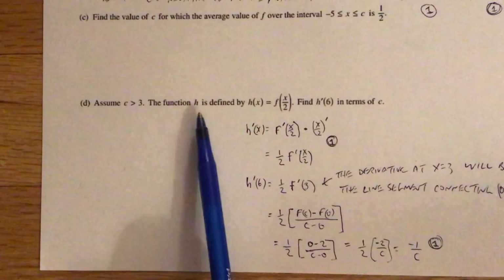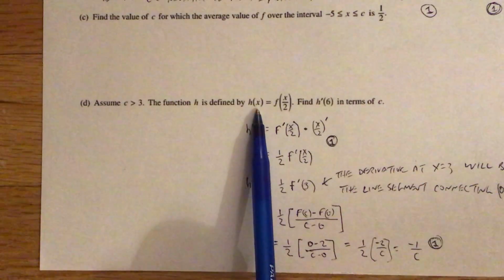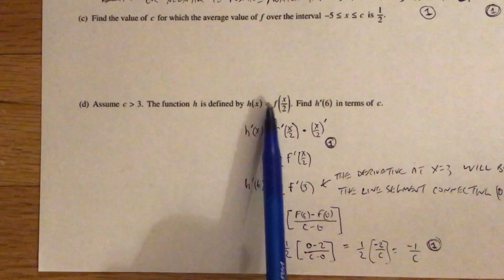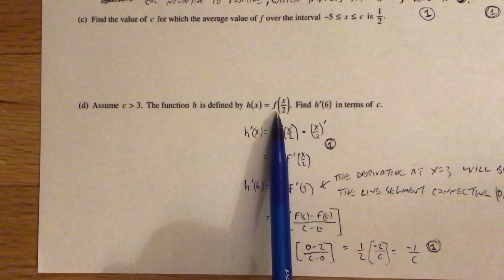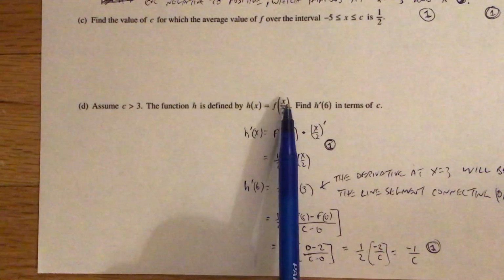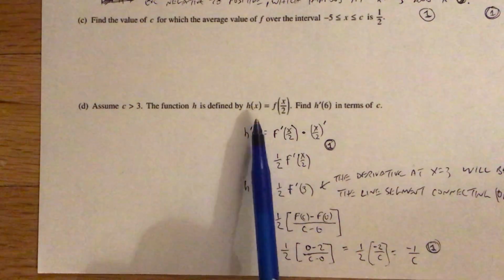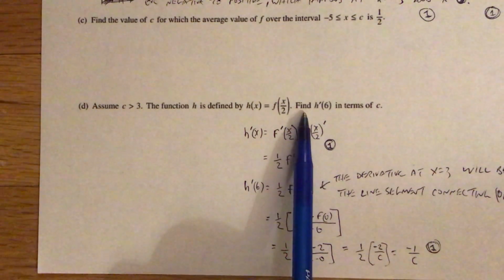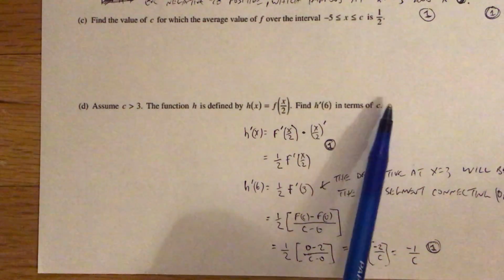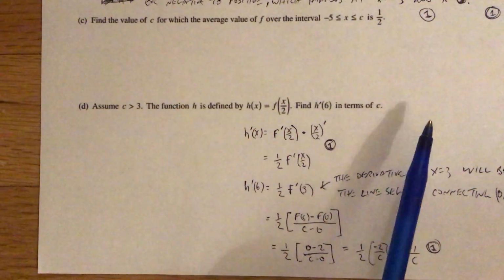The major part of the question is they give us h prime of x. They define yet another function, not h prime, h of x. They give us h of x, and they tell us it's equal to f of x over 2. So really the only difference in these functions is this inner part of f. They want us to then find h prime of 6 in terms of c. So the weird thing is this in terms of c part. We'll come back to it.